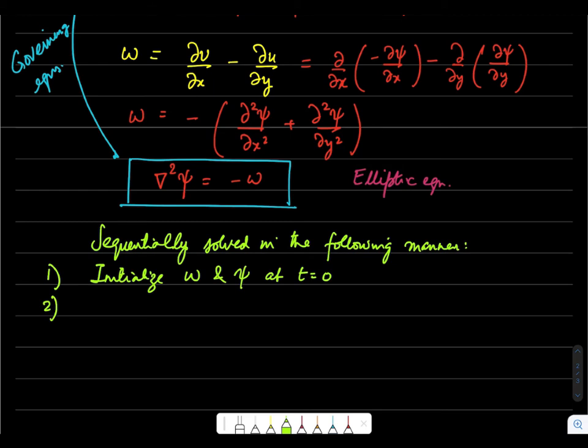If you're solving a steady state problem, then we'll have to start with some initial guess. If you're solving a transient problem, then omega and psi or the velocity field will be given at t0, which can be used to calculate the initial values of these 2 variables.